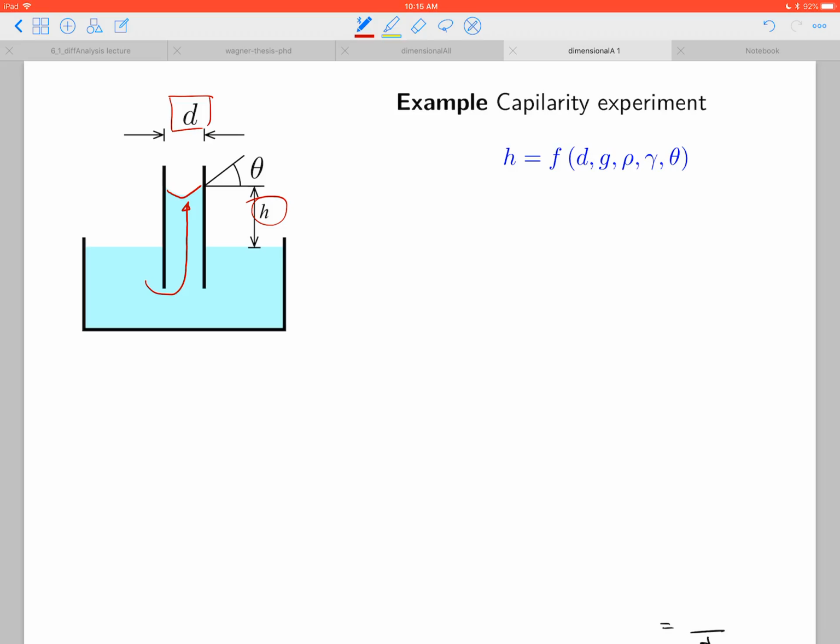So we have h as a function of the diameter of the tube, gravity, which we consider an important factor, rho, surface tension, and theta. We gather that the surface tension will be an important factor as we looked into that in the first chapter. So what do we have to do?